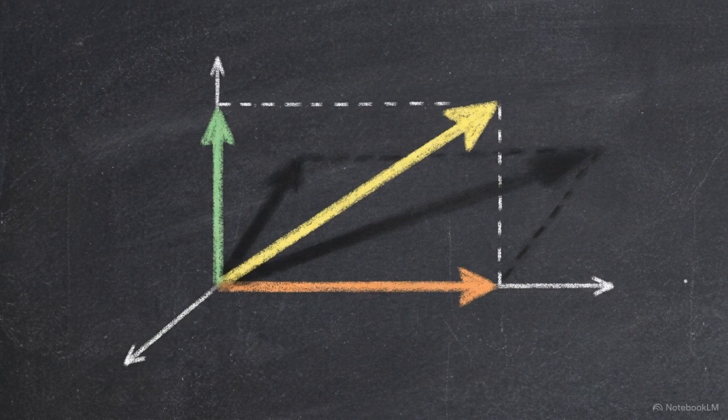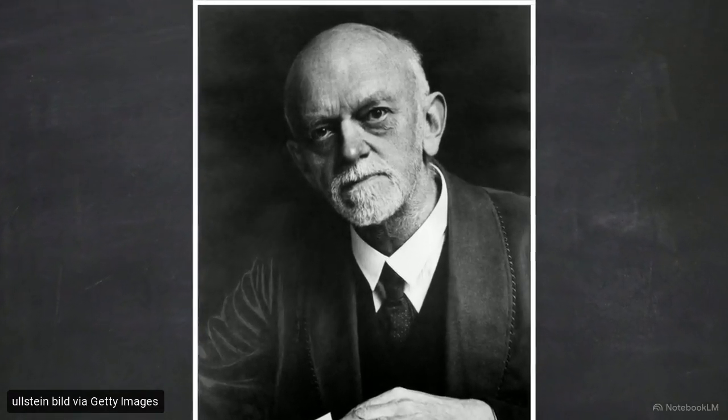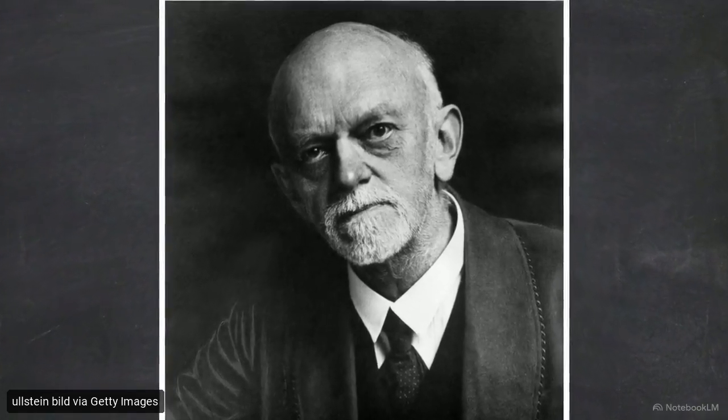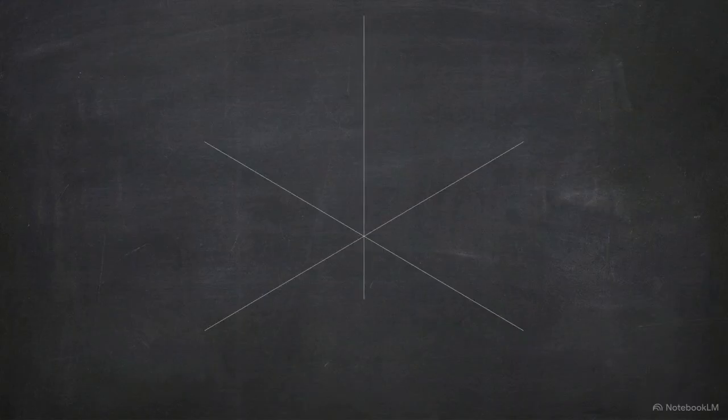How do we decompose an abstract vector into independent right-angled parts? To do this, we need a specific mathematical environment, a Hilbert space. Named after David Hilbert, this is a complete inner product space. It gives us geometric tools like length and angles, and crucial for our purposes, it has no missing limits or mathematical holes.